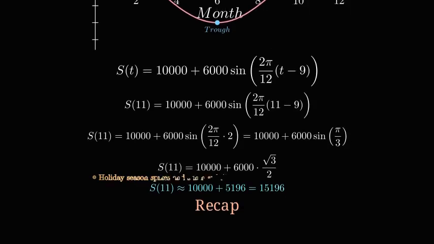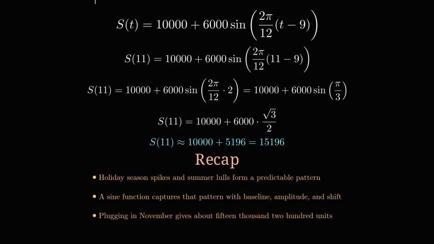Let's recap. We saw the seasonal bar chart that shows higher demand during the holidays and lower demand mid-year. We modeled that with a sine wave, capturing the repeating behavior, and we wrote an explicit equation with a 10,000 baseline, a 6,000 amplitude, and a slight shift to line up with November. Finally, we plugged in 11 for November and predicted about 15,200 units, demonstrating how the wave gives actionable estimates.